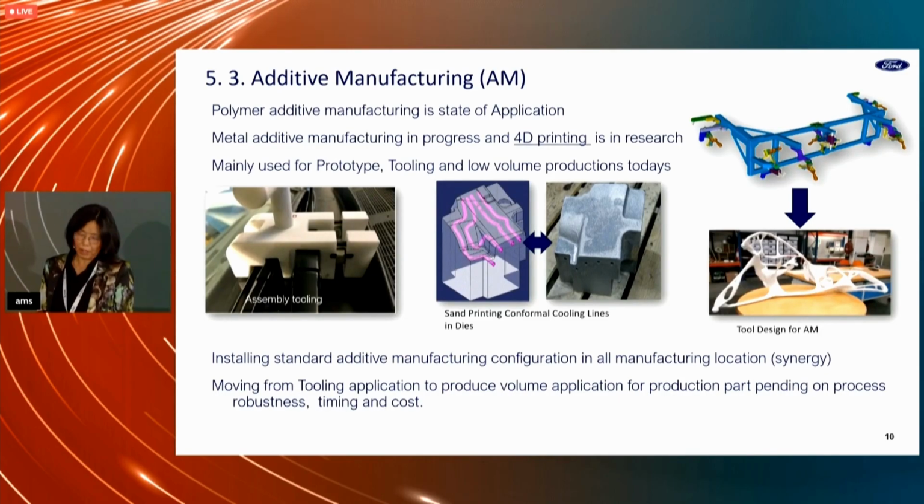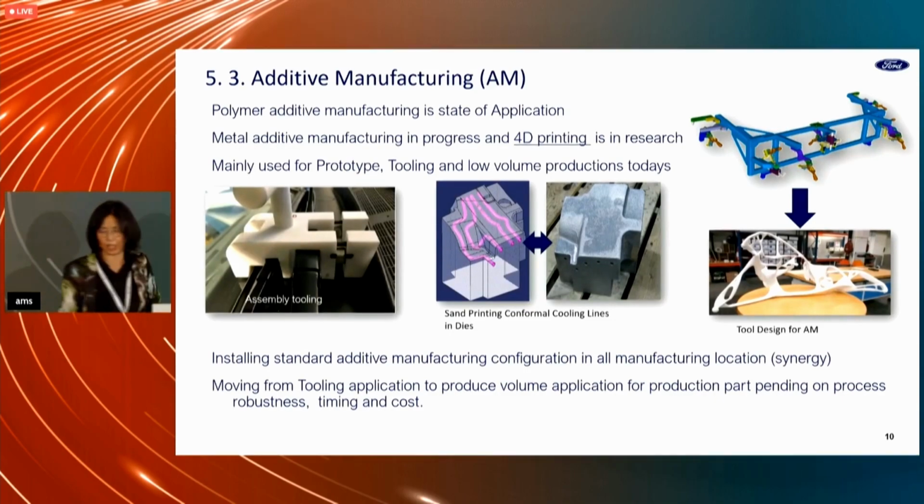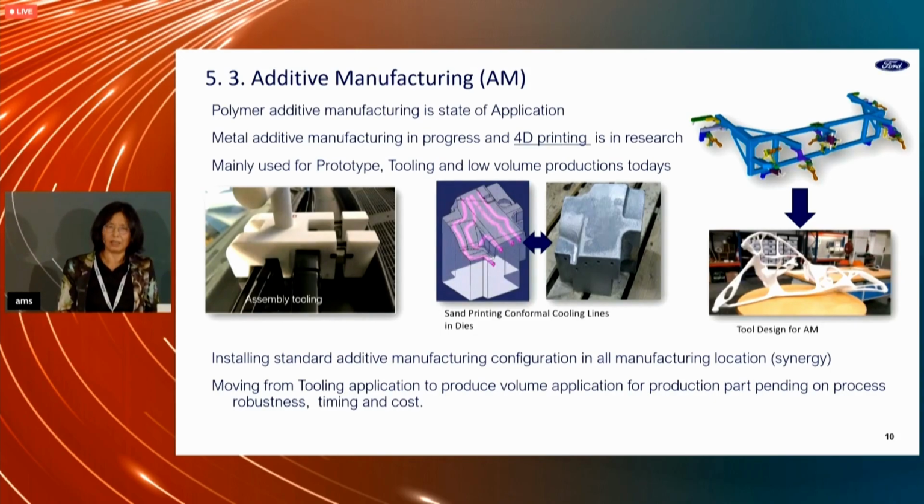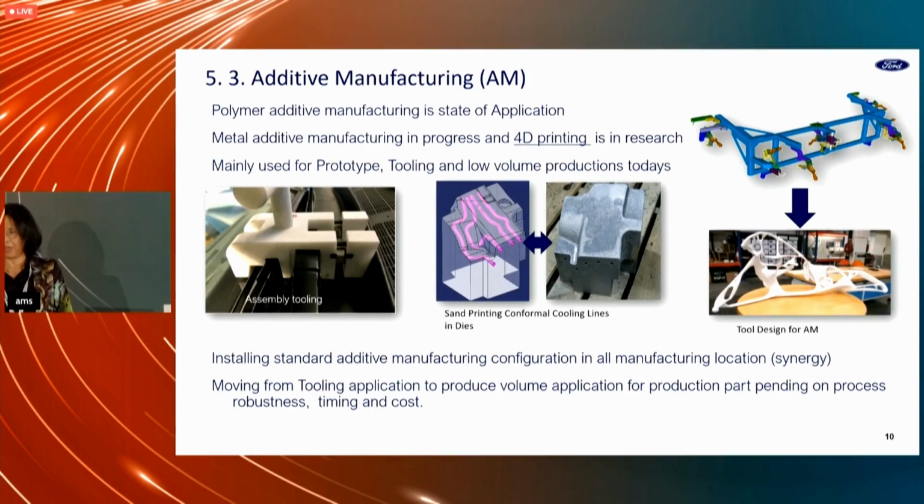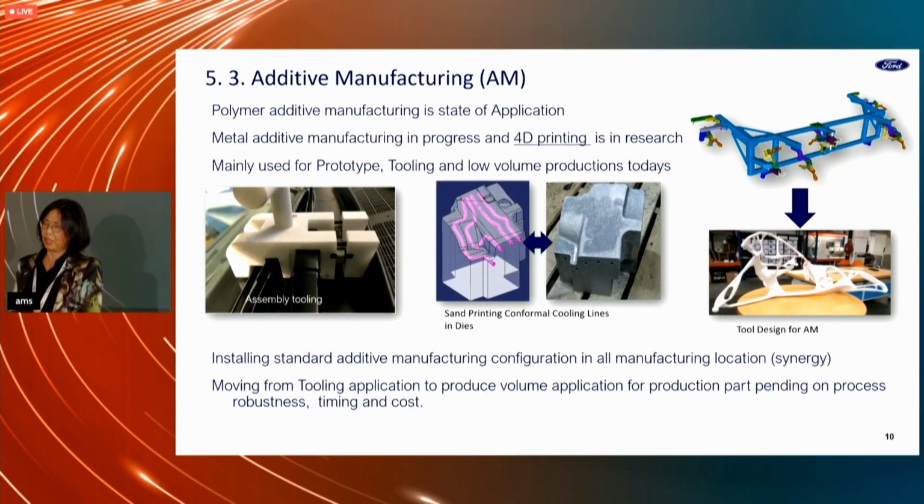Polymer additive manufacturing is at the moment standard. We are using it in a lot of cases. And metal additive manufacturing is still in progress. We are also discussing 4D printing. At the moment, we are using additive manufacturing for many prototypes, tools and low-volume parts, but we are also investigating how we can make it work in high volume.